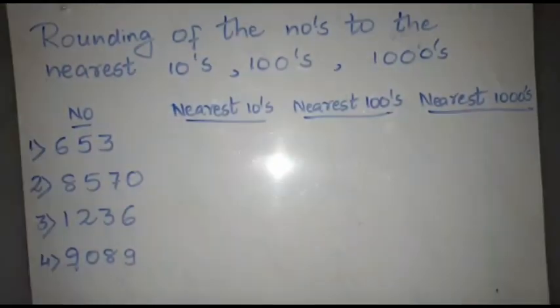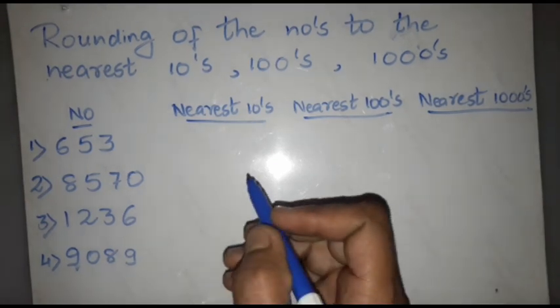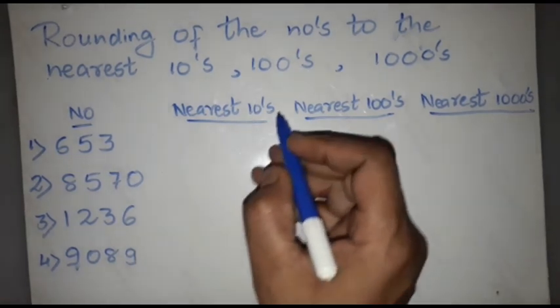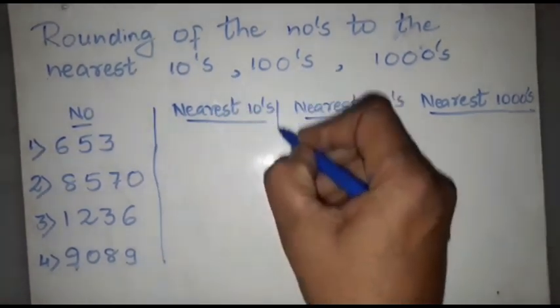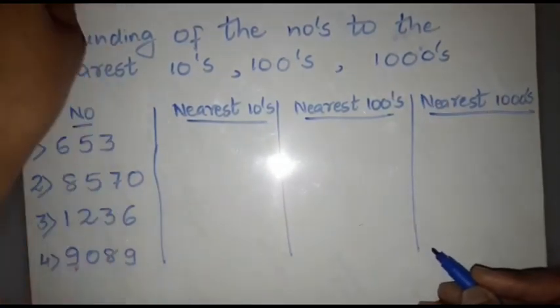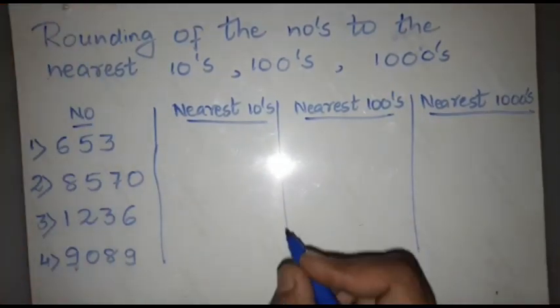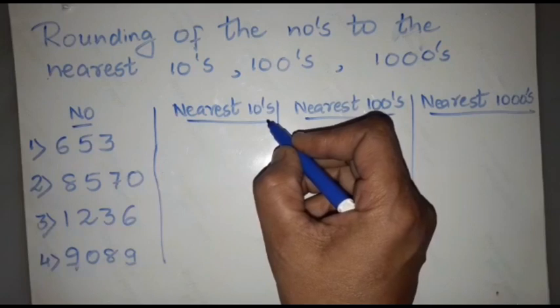Let us see one more concept, rounding of the numbers to the nearest tens, hundreds or thousands. It's actually a very easy question. What you need to do is, when you have to round off the number to the nearest tens, what you need to take care is, think that in tens how many zeros are there.